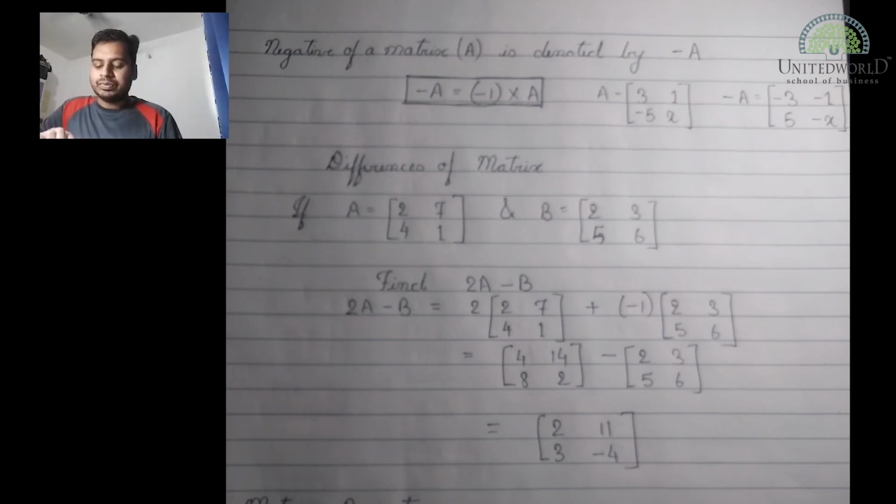So 2A becomes 2 into 2, 7, 4, 1, which is 4, 14, 8, 2. That is the matrix you get for 2A, and you subtract 2, 3, 5, 6 from it. Ultimately what you get is 2, 11, 3, minus 4. That is the matrix you are getting. You can have similar examples and solve similar small problems of matrix differences, matrix additions, matrix multiplication. So this is what we understand by operations on matrix.